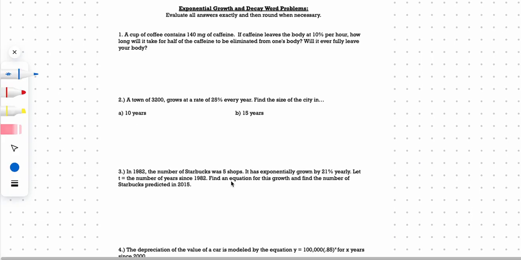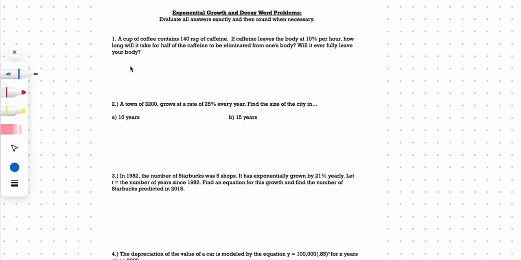Let's move on to some word problems. A cup of coffee contains 140 milligrams of caffeine. If caffeine leaves the body at 10% per hour, how long will it take for half of the caffeine to be eliminated from one's body? Will it ever fully leave your body? So let's answer this first question. How long will it take for half of the caffeine to be eliminated from one's body?